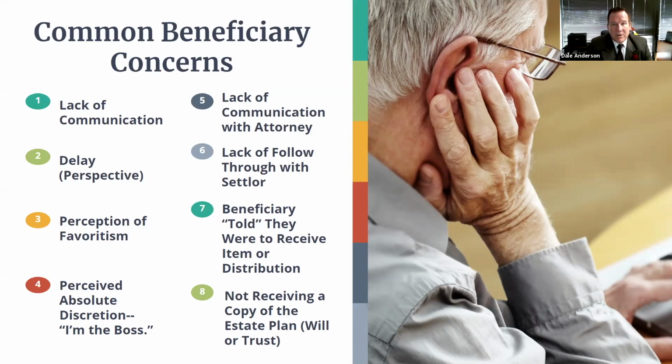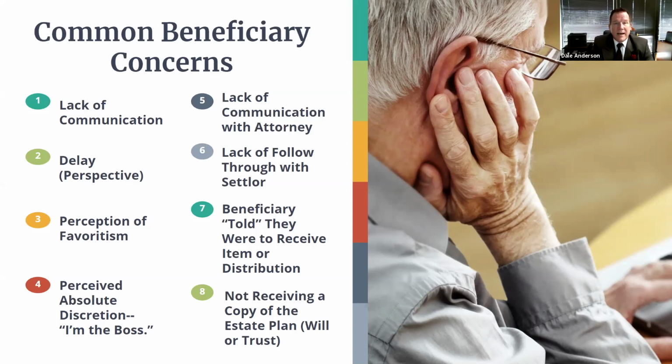And then another common concern is not receiving a copy of the estate plan, in this case the will, or if a trust is involved, a copy of the trust. And this is all, again, part of the process of lack of communication, that the executor hasn't kept all of the people appropriately apprised of what's going on or answered their questions. So these are just some of the common beneficiary concerns that the executor might face.